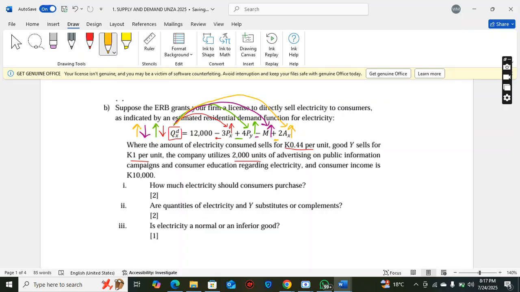Colleagues, any questions on that? Mr. Manasseh, Madam Juliet, any questions? That's how you translate, interpret these demand factors.